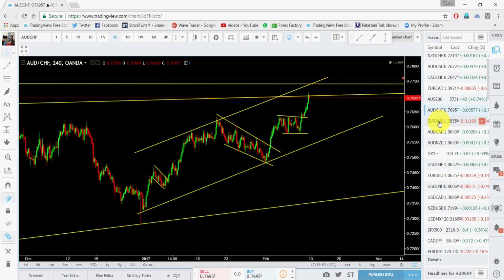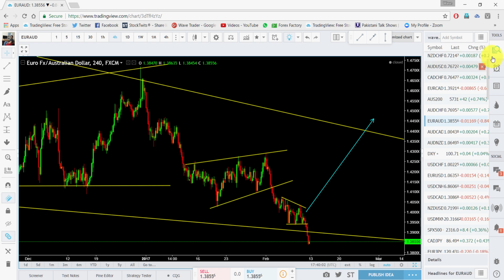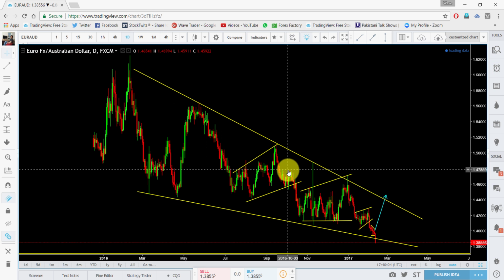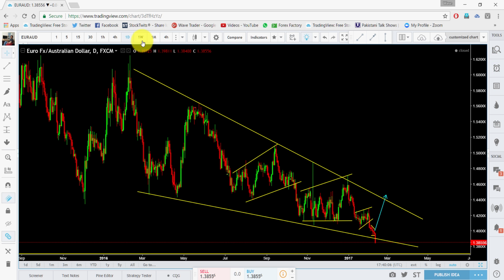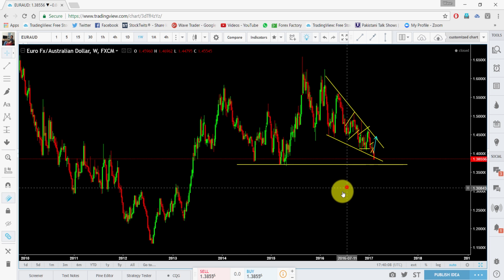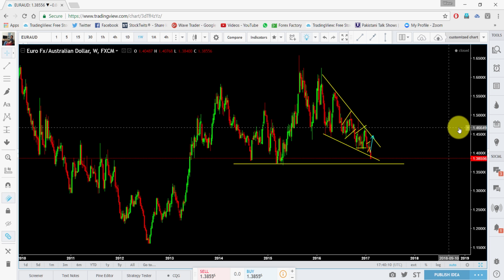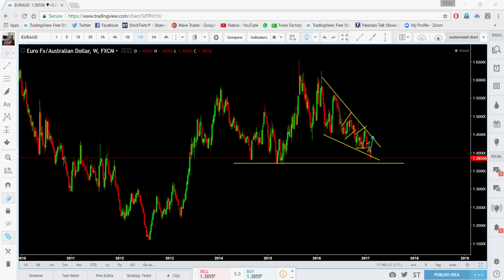Similar on this pair. We are still looking to the upside, so we can see price has changed slightly. We will look for this move and even beyond that. The whole move is corrective. The impulsive move is here, correction, impulse here, and then correction, and then impulse.